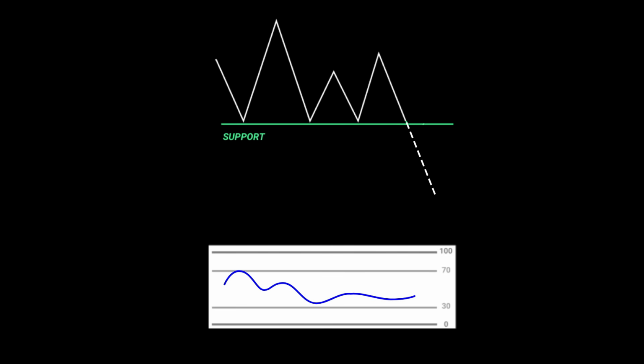If RSI is above 30, the market is not oversold. There is still room for sellers. Here, the breakout has a higher chance of being real.